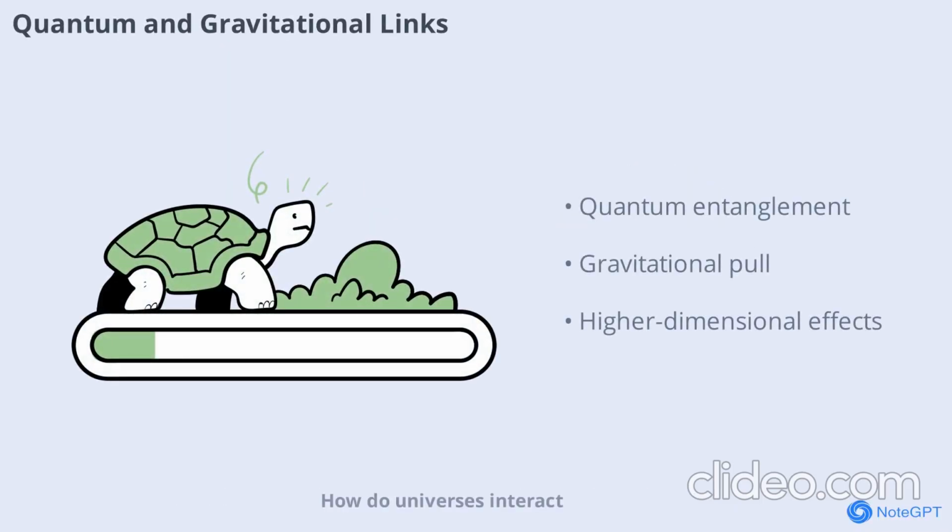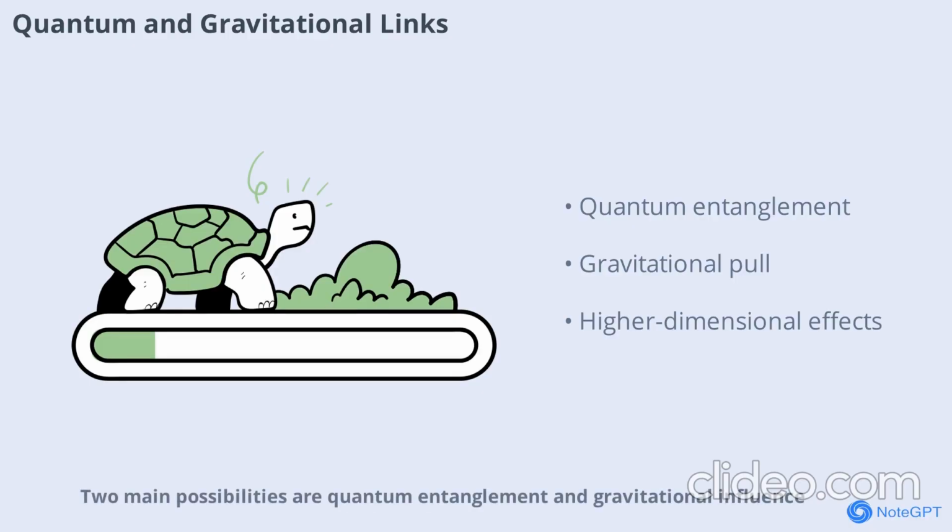How do universes interact? Two main possibilities are quantum entanglement and gravitational influence. Quantum entanglement could link universes at a fundamental level, allowing changes in one to affect another instantly. Gravitational forces, especially in higher dimensional models, might allow universes to pull on each other, altering their expansion or contraction. These interactions are modeled mathematically in the multiversal CEC equation.